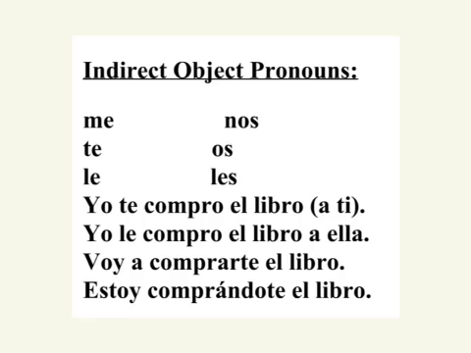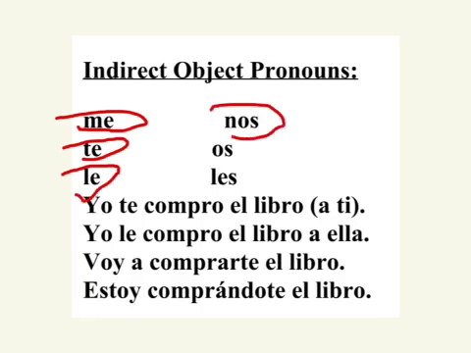The indirect object pronouns are me, to or for me, te, to or for you, le, to or for him, her, or usted, nos is to or for us, os is to or for you guys, vosotros, and les is to or for ellos, ellas, or ustedes. Notice that le can refer to him, to her, or to usted.